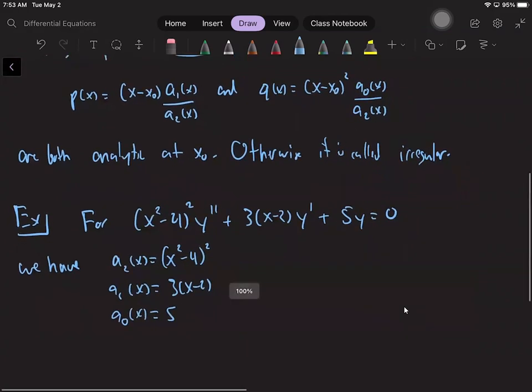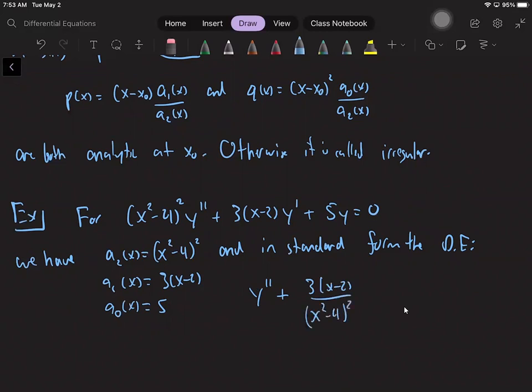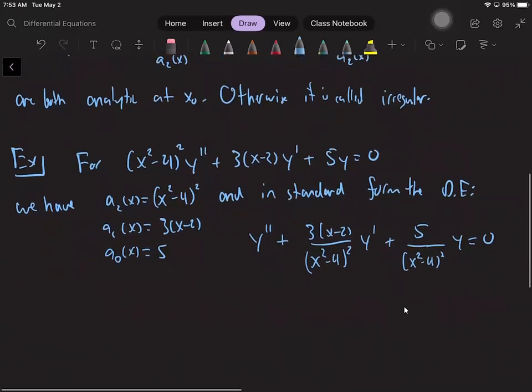Okay, so what am I looking for? Well, when I rewrite this, I guess this is called standard form. The differential equation becomes this. So I just want the y double prime to not have any extra coefficients. So I divide it out. Okay, so now this is how it looks in the other form where I have a2 underneath everything else.